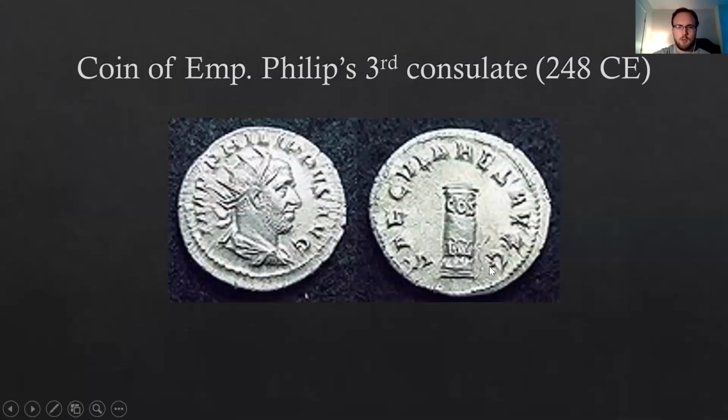This is hard to read, not super high resolution, sorry about that. But if you can see this pillar right here on this coin from Emperor Philip's third consulate, we can see the COS again. And this is even at a point where probably in the spoken language, the O wasn't even nasalized anymore. It was probably just consul. But even so, this standard had been cemented into the standard language and remained so for very long afterward.